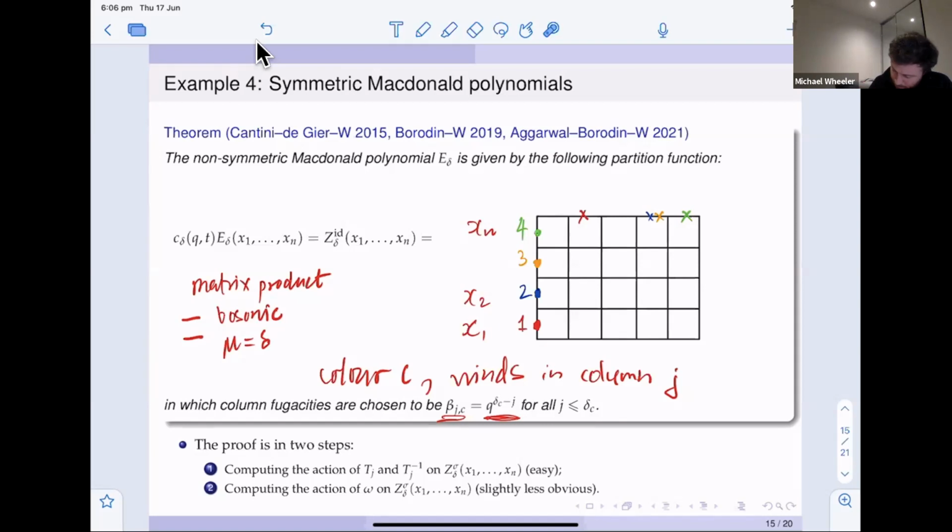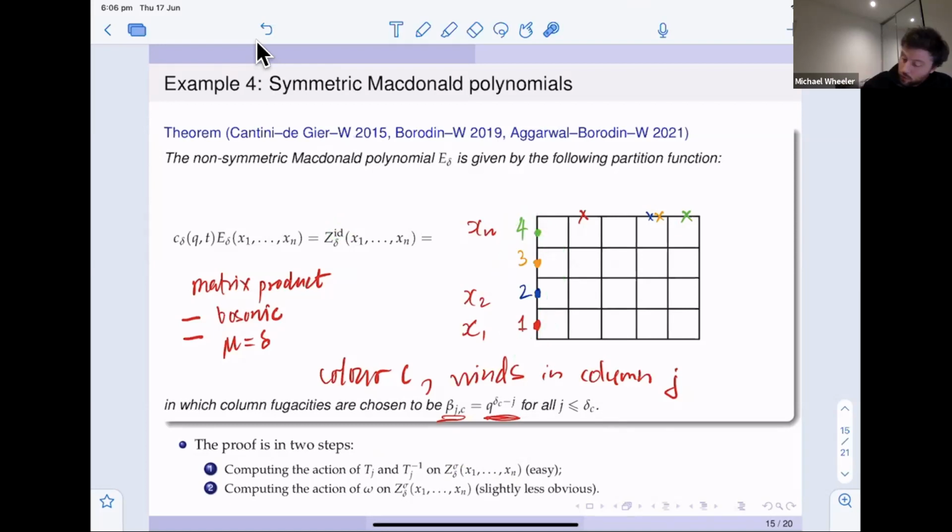So yeah, the first thing that we're going to need to be able to do is compute the action of a Hecke generator and its inverse on these types of partition functions. So you need to be able to compute it where the permutation that lives here is now generic. So this permutation here is the identity, but of course I can generalize to the case where these things are a generic permutation now.